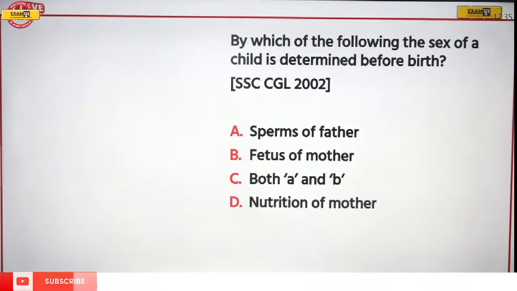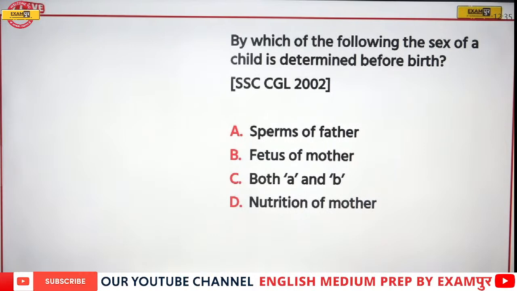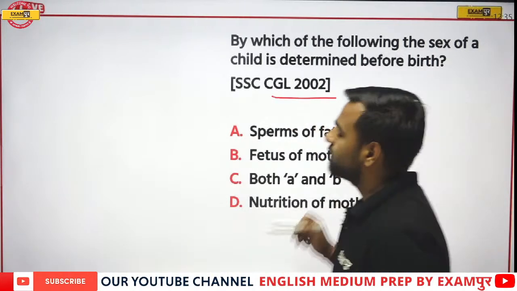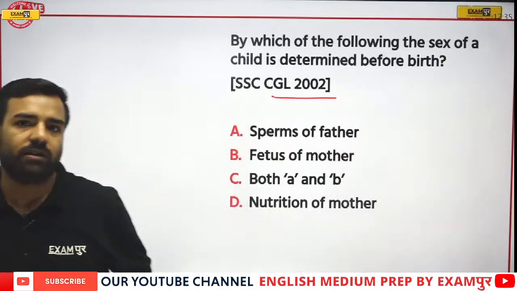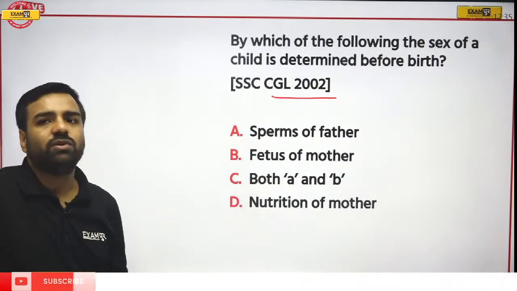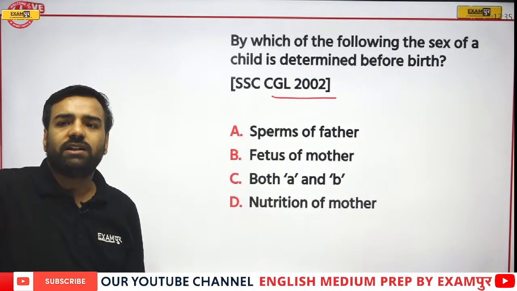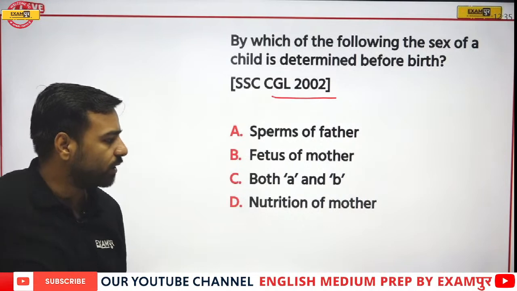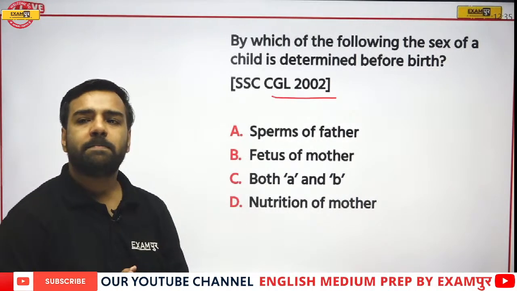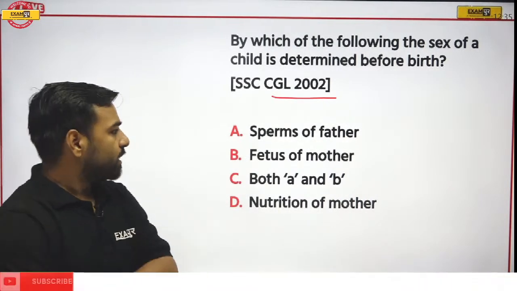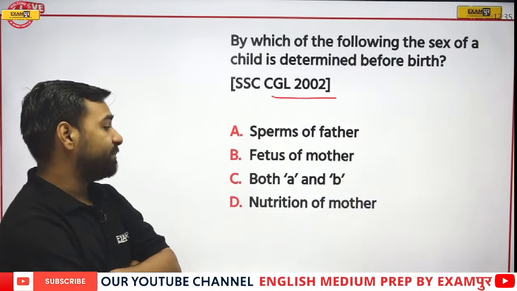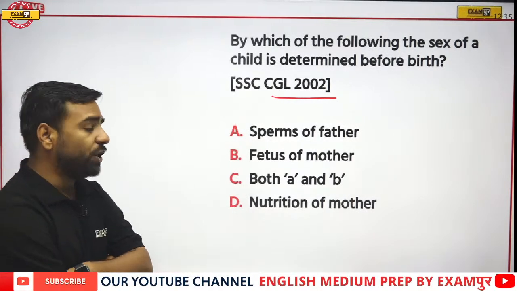By which of the following is the sex of a child determined before birth? This question is from CGL 2002. Sex of the child is determined before birth. Who can give this answer? Is it the fetus of mother? Is it the sperms of father? Is it both of the above, or nutrition of mother?